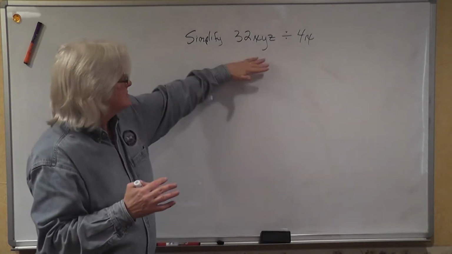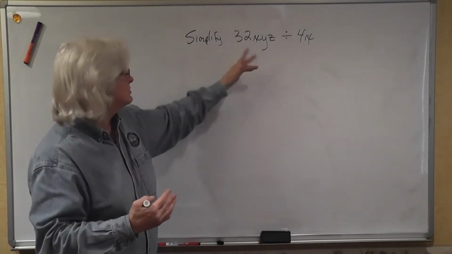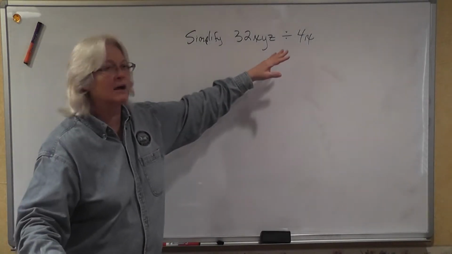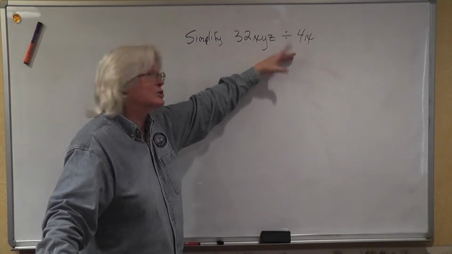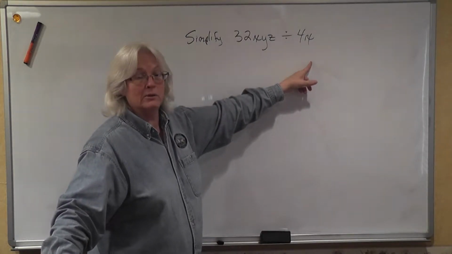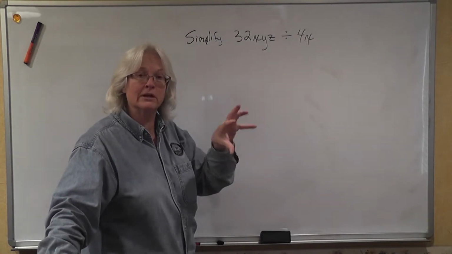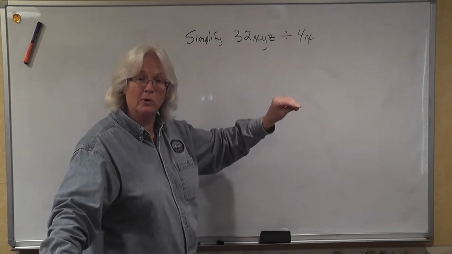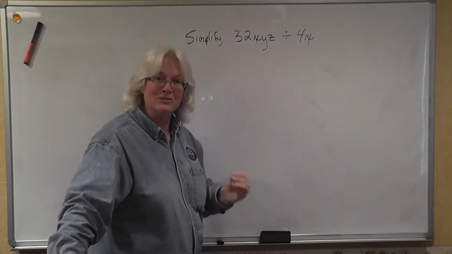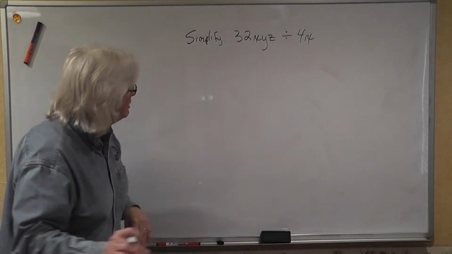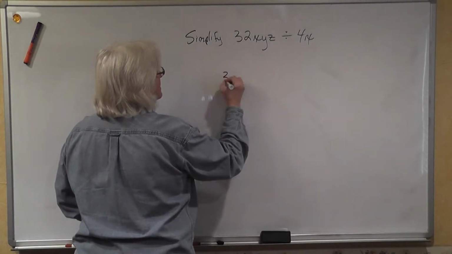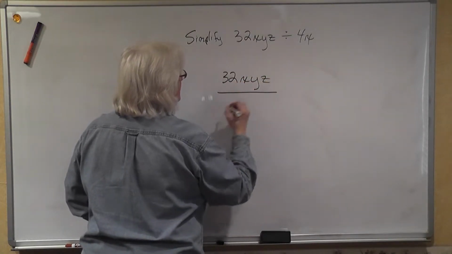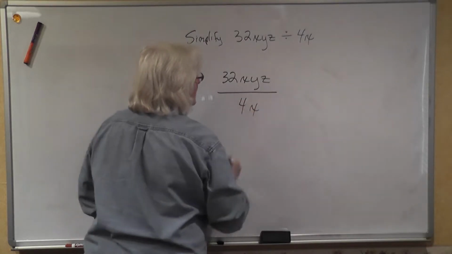And this is why we remind you of that, because you see a problem that says simplify 32xyz divided by 4x, and you might not immediately think of that as being a fraction because it doesn't look like a fraction. Remember, we said that rational expressions can be written in the form a over b, which is a fractional form, as long as your denominator is not equal to 0. So let's go ahead and rewrite this in fractional form. So our numerator becomes 32 times x times y times z, divided by 4 times x.